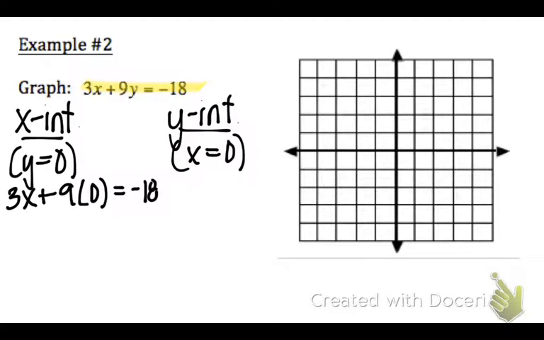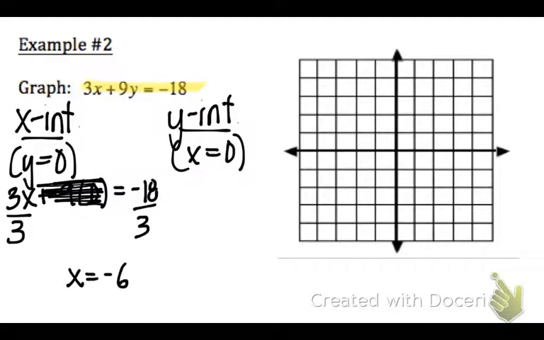Okay, something that you may notice is that 9 times 0 is just 0, and it's like it's not even there. Divide by 3's, and you get x equals negative 6. That means that the x-intercept is negative 6. 1, 2, 3, 4. It would be like right out here. I took one step off the graph.